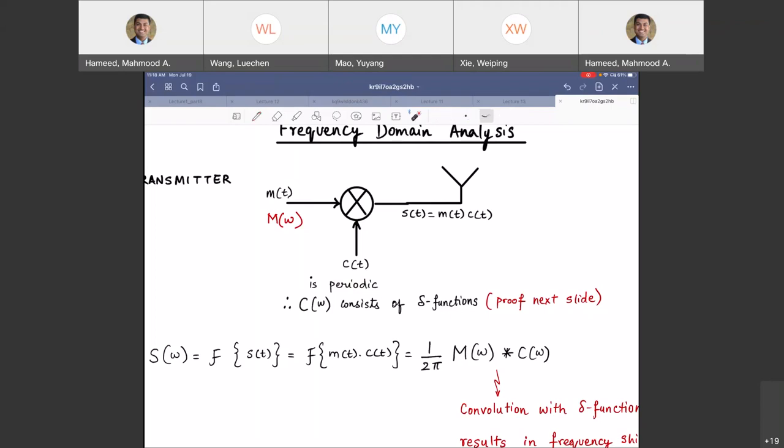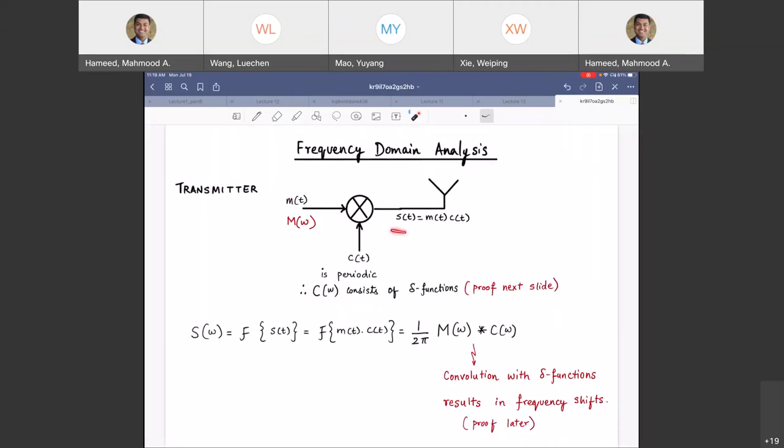We are going to prove it again, but I hope at this point you are comfortable with that idea: because C of t is one tone and periodic, C of omega is going to have an impulse train. The Fourier transform of that periodic signal is going to consist of a bunch of delta functions. When you multiply in time domain, you are convolving M of omega with a bunch of delta functions. So what is happening in the frequency? It's all frequency shifts. If you have delta functions here, here, and here in frequency, you're convolving with M of omega. M of omega will appear here, here, and here, and so on. That will just result in frequency shifts for M of omega.